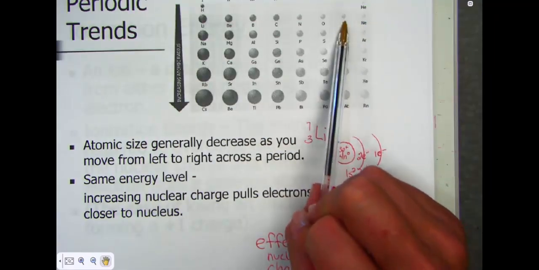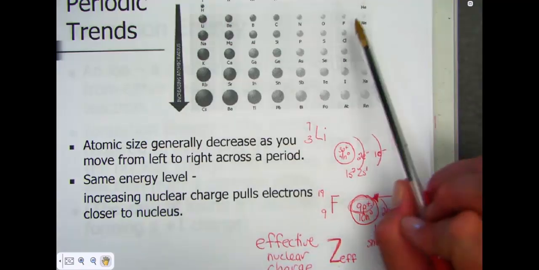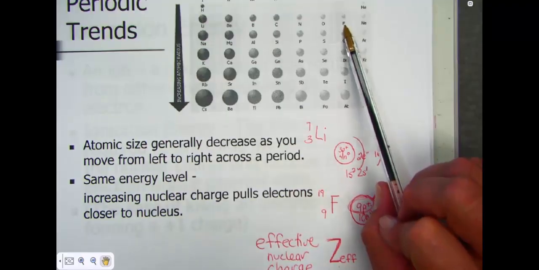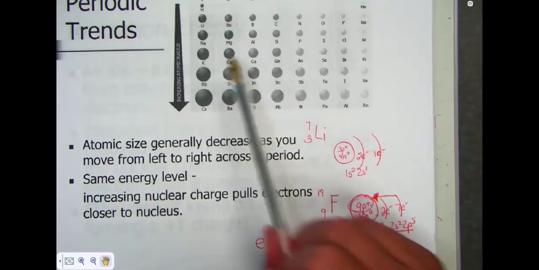Fluorine, the smallest atom in this column. Now I know it's hard to see on this diagram, but neon actually, when it fills its outer level, gets a slightly bigger diameter than fluorine. Fluorine, the most active non-metal, the smallest non-metal that's active. Cesium, the largest metal, the most active metal.